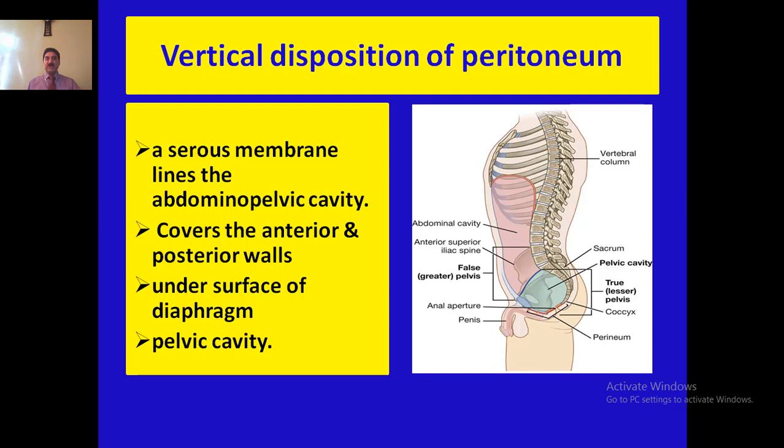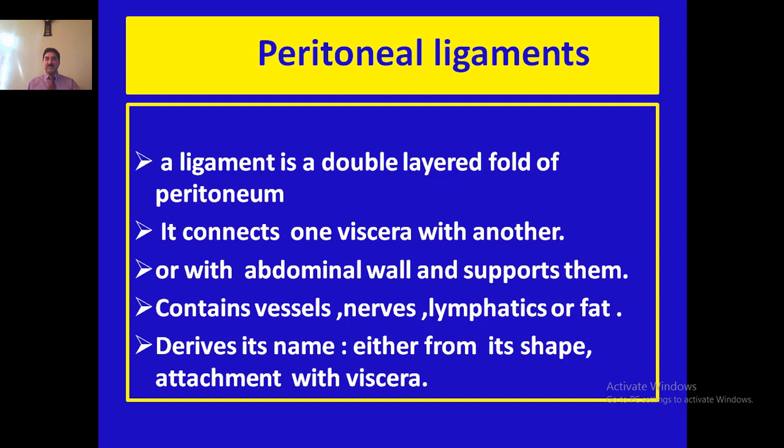Vertical disposition of the peritoneum. As already said, peritoneum is a serous membrane that lines the abdominopelvic cavity. It lines its anterior lateral wall, posterior wall, undersurface of diaphragm, and floor of the pelvic cavity, converting this abdominal cavity into a closed space in males, whereas in females this space is open due to the opening of fallopian tubes. Let us come to our today's topic, that is peritoneal ligaments.